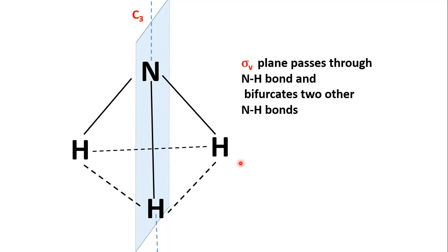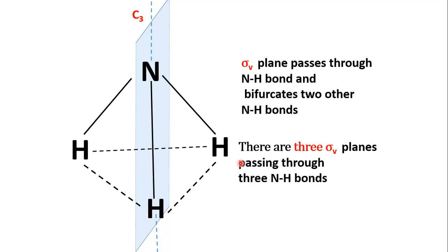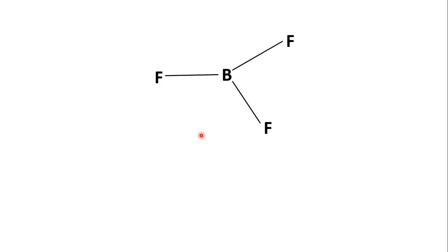But this is a plane containing the principal axis, a vertical plane. But how many vertical planes will be like this? Since there are 3 NH bonds, there will be 3 vertical planes passing through these 3 NH bonds. So there are 3 sigma v planes in ammonia. Next we see the structure of boron trifluoride.